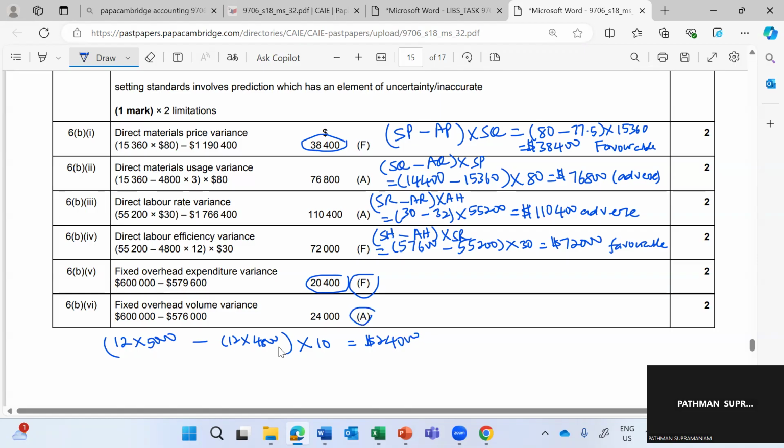So why was it adverse? Because the budgeted hours was more than the standard hour. That means we planned to use more hours, but we did not use as much. We did not use as many hours as we planned to use. So it's kind of like wasted. So hence adverse.